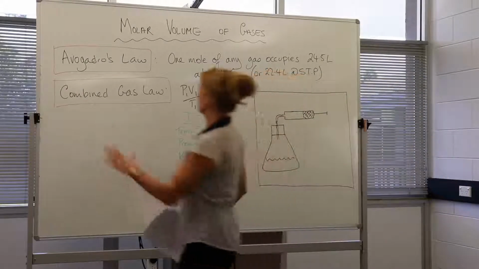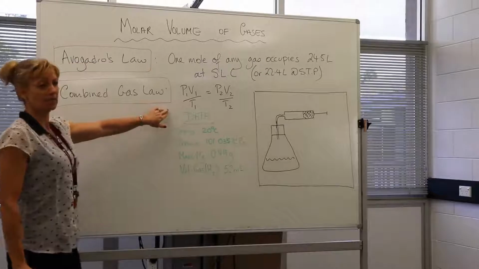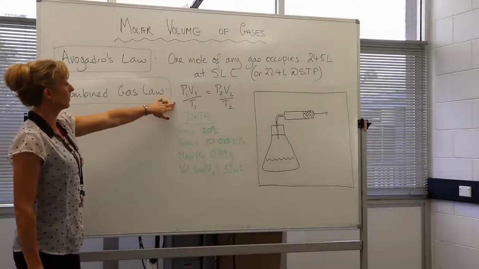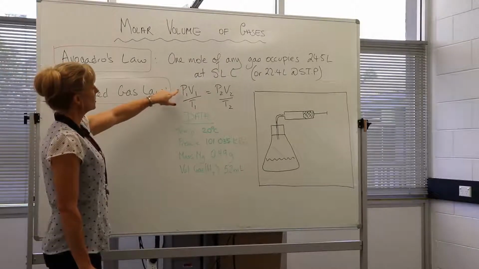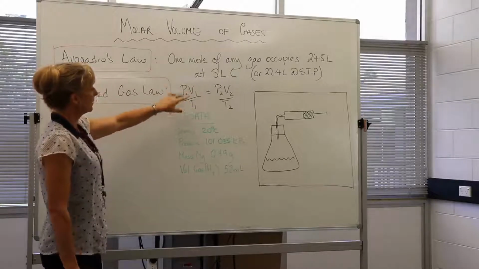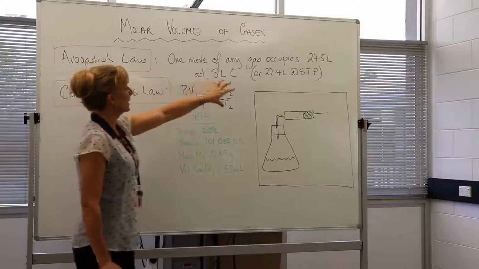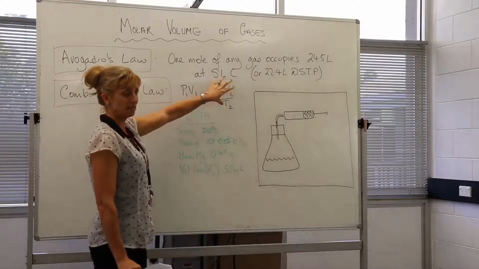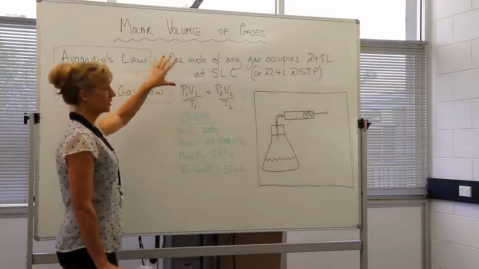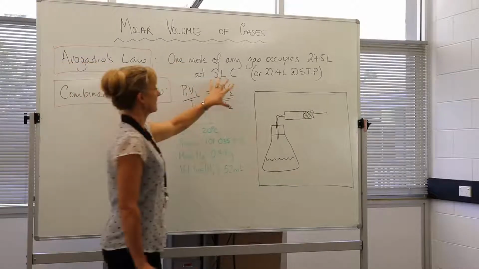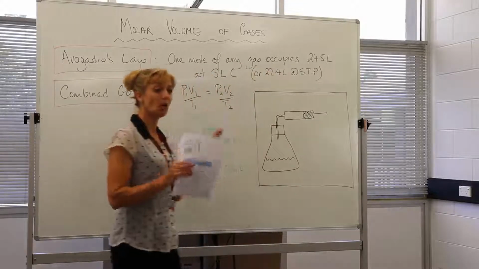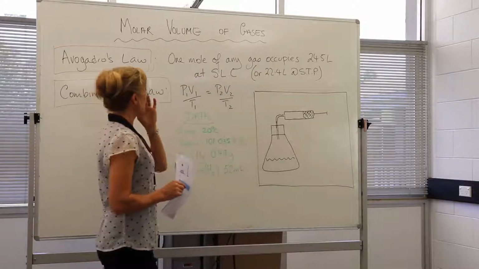The other law we'll be using is the combined gas law, and that's where we're up to in our course. So the combined gas law I've just covered with you guys, and it was pressure times volume of a gas over the temperature. Pressure times volume over temperature is a constant. So once you have a second set of conditions, it'll be the same constant as long as you hold the number of moles constant.